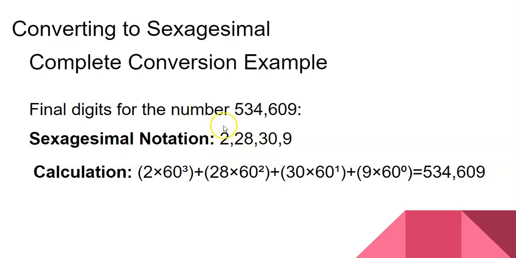So write the digit for each place value in the sexagesimal system and then separate each digit with commas. So this is the sexagesimal notation, 2, 28, 30, 9. So when given this notation, we convert to the decimal numeral by using this formula: 2 times 60 cubed plus 28 times 60 squared plus 30 times 60 and 9 times 1.